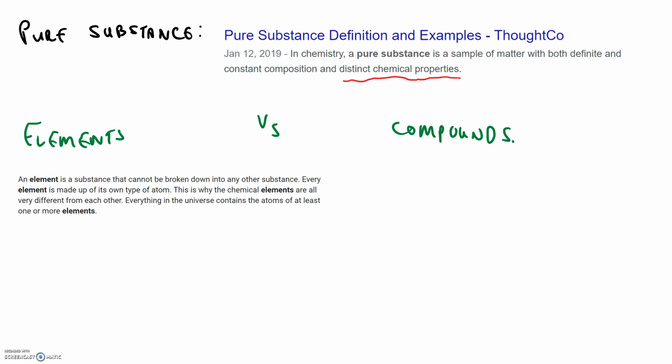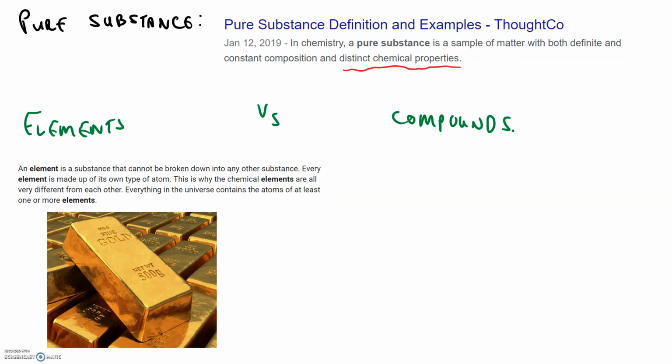An element, according to the interwebs, is a substance that cannot be broken down into any other substance. Every element is made up of its own type of atom, whatever. You guys can read this. Here's what we're talking about. Here is one of our favorite elements, gold. Gold is an element with the symbol Au. And it is a distinct element all the way down to the atom.